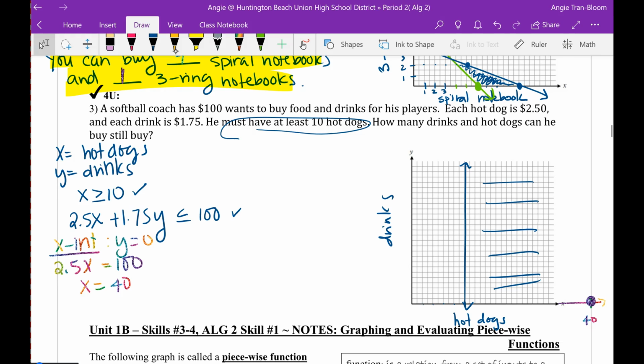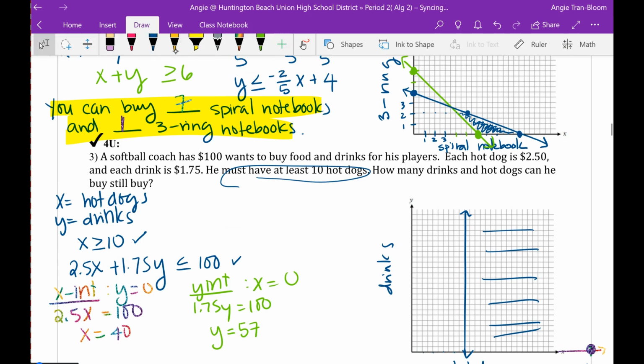100 divided by 2.5, is that 40? Someone confirm that? Okay. Y-intercept is when what? When X is 0. That means 1.75y equals 100. Someone divide both sides by 1.75 for me. Y-intercept is at 57. Thank you. Okay, so I'm going to have to extend this a lot more because I did not rescale that. I should have. So let's make that 40 right here. 50. Oh my gosh, I'm out of space. So 57 is all the way up there. I should have rescaled every 2, huh?